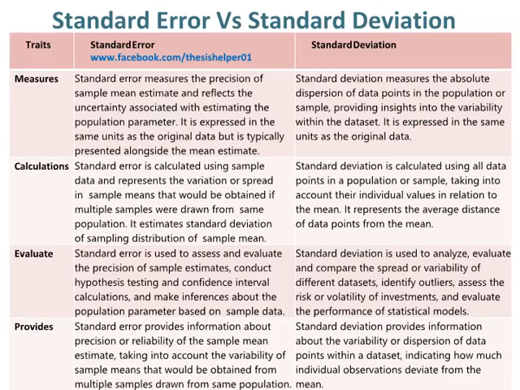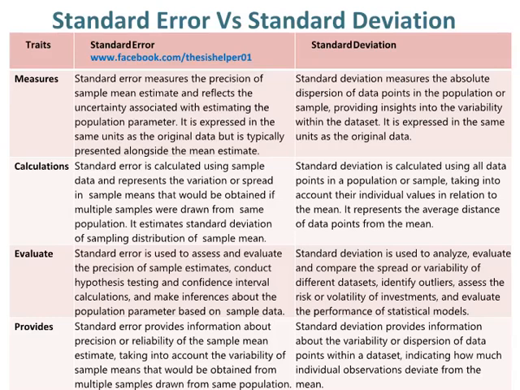Standard error is used to assess and evaluate the precision of sample estimates, conduct hypothesis testing and confidence interval calculations, and make inferences about the population parameter based on sample data. Whereas, standard deviation is used to analyze, evaluate and compare the spread or variability of different datasets, identify outliers, assess the risk or volatility of investments, and evaluate the performance of statistical models.